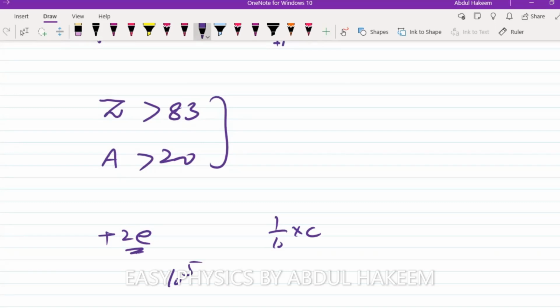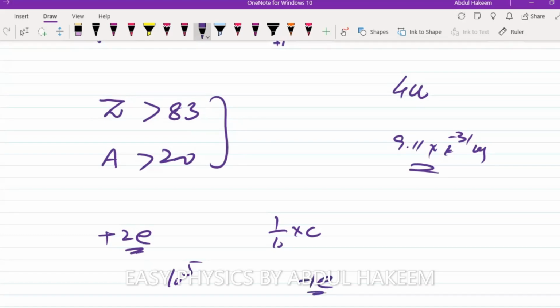Its mass is very small compared to the mass of the alpha particle, because the alpha particle has 2 protons and 2 neutrons. So the mass of the alpha is 4u, where u is 1.66 × 10⁻²⁷ kg. And the mass of the electron is 9.11 × 10⁻³¹ kg. It's too light as compared to the alpha. It has -1 elementary charge.